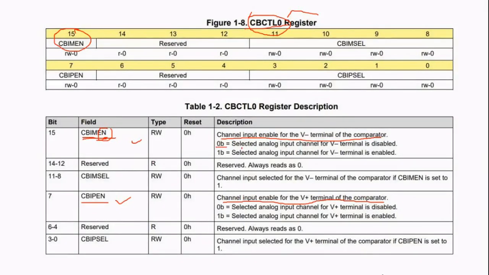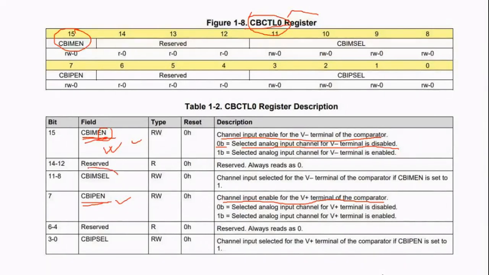If it is 0, it means the selected analog input channel for the V minus terminal is disabled. Let us consider if you want to use the second mux only. In that case, the first mux you have to disable. So with the help of CBIMEN and CBIPEN, you can disable the input terminals or input channels.